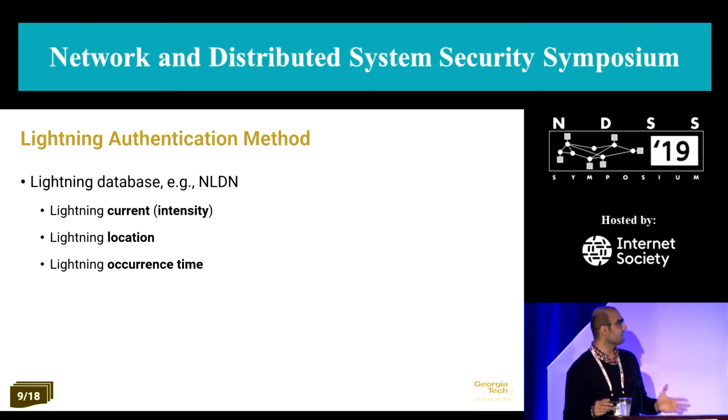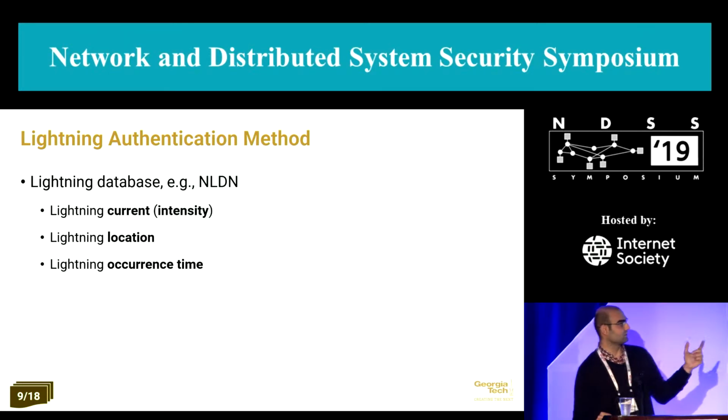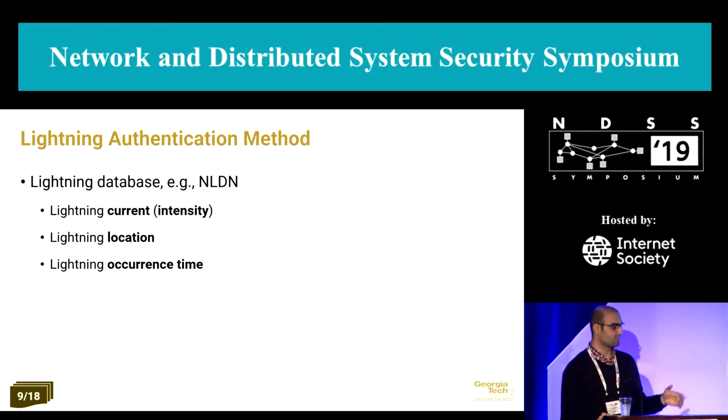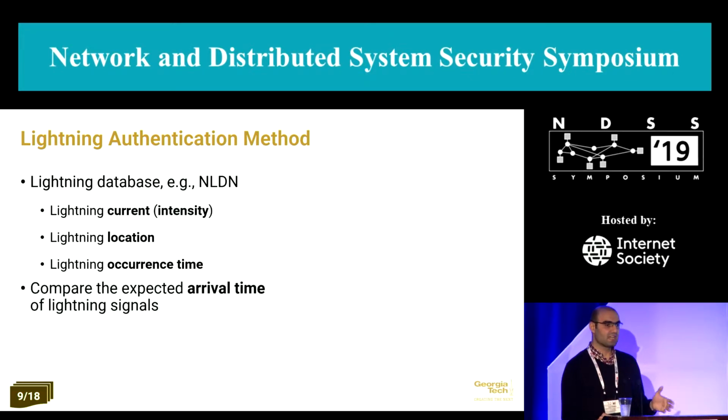So there is a lightning database, which is called the National Lightning Detection Network. It actually gives you real-time access to the lightnings happening around the world. It gives you 3 attributes: lightning current, location, and occurrence time. So by looking at this lightning database and by detecting the lightning impulses at the location of the substation, you can calculate the expected arrival time of the lightnings at the location of the substation, and you can check the integrity of the signal.